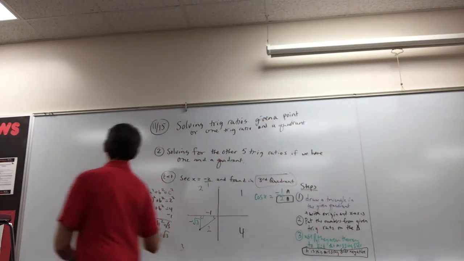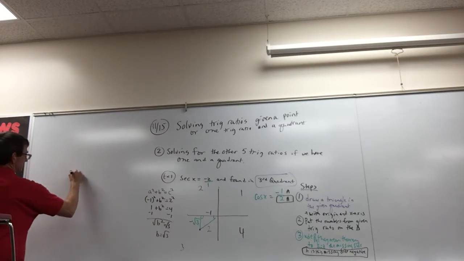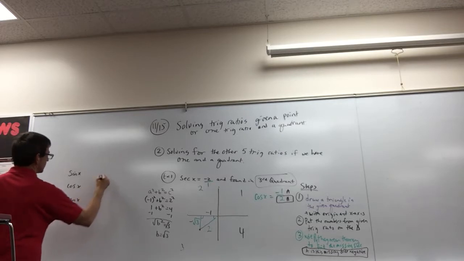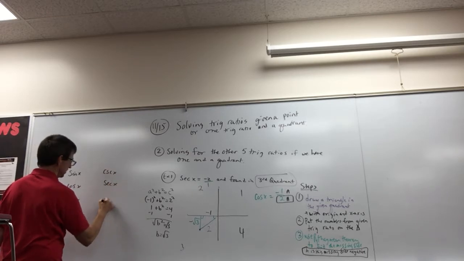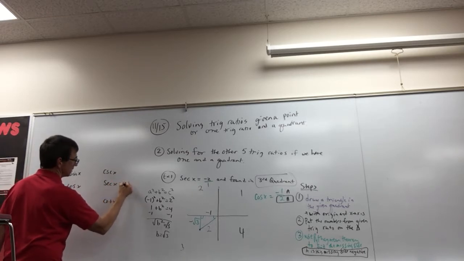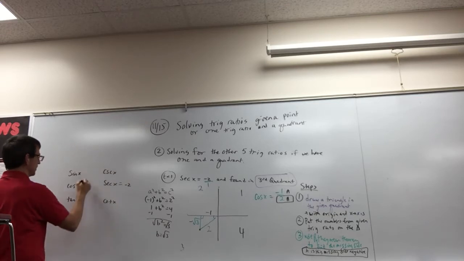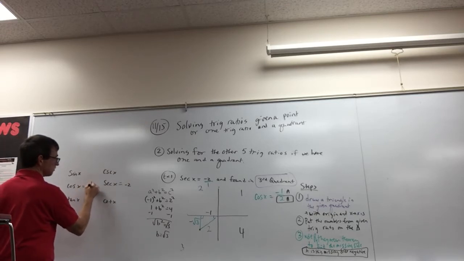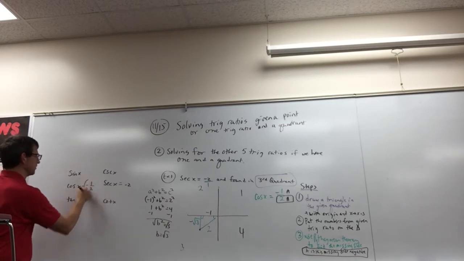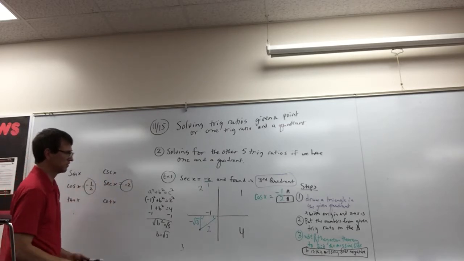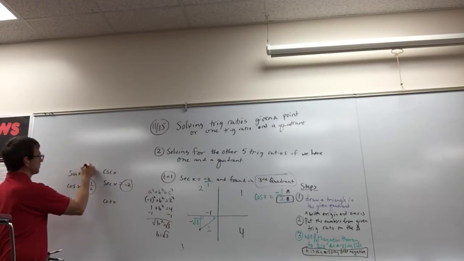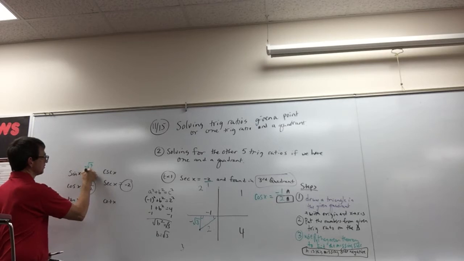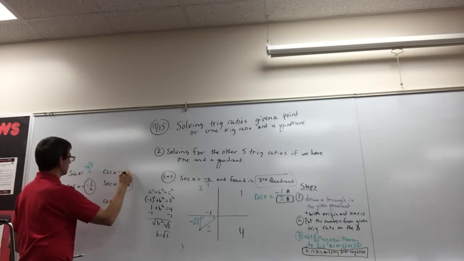So after we get that, then we go and we start writing our sine, cosine, tangent, and the ones that go with it, cosecant, secant, and cotangent. Now they did give us secant, which was -2. I flipped that and I got cosine, which is -1/2. So we have those two. The rest of them we get using the triangle. So if I did sine, it's opposite, which is -√3/2.